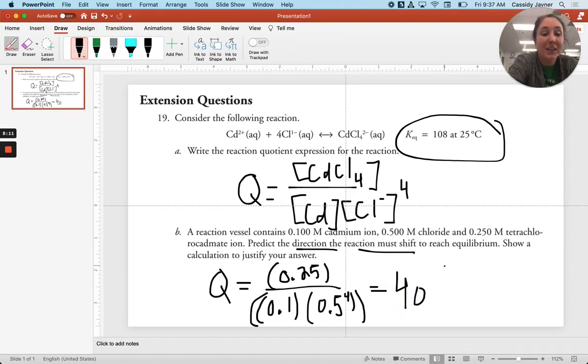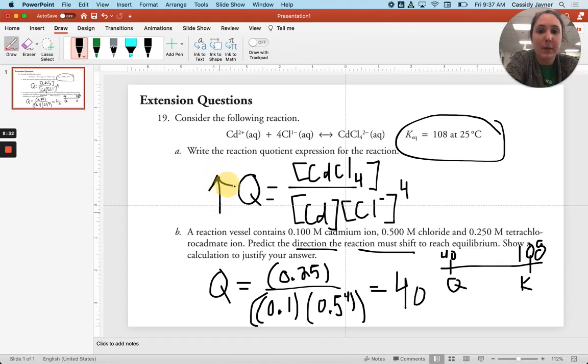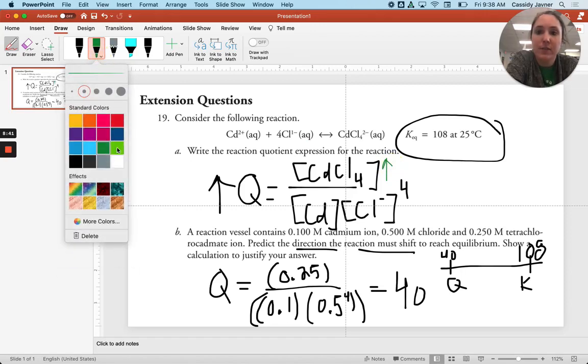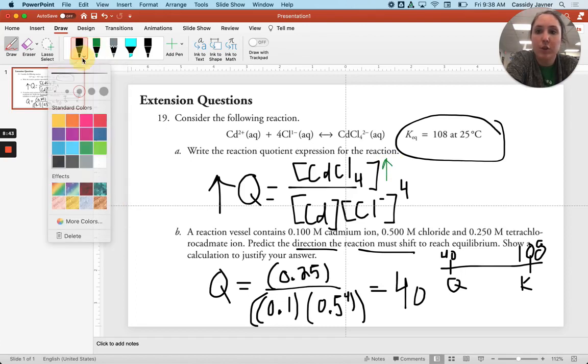All right, so we want to compare that to Keq. So if you think of this on a number line, I have 40 and I have 108, which is K. So we want to think about how do we make Q look like K? Well, I need to increase it, which means I need to make this number bigger, which means to make that number bigger, I have to make more products. And to make more products, I have to shift in the forward direction.